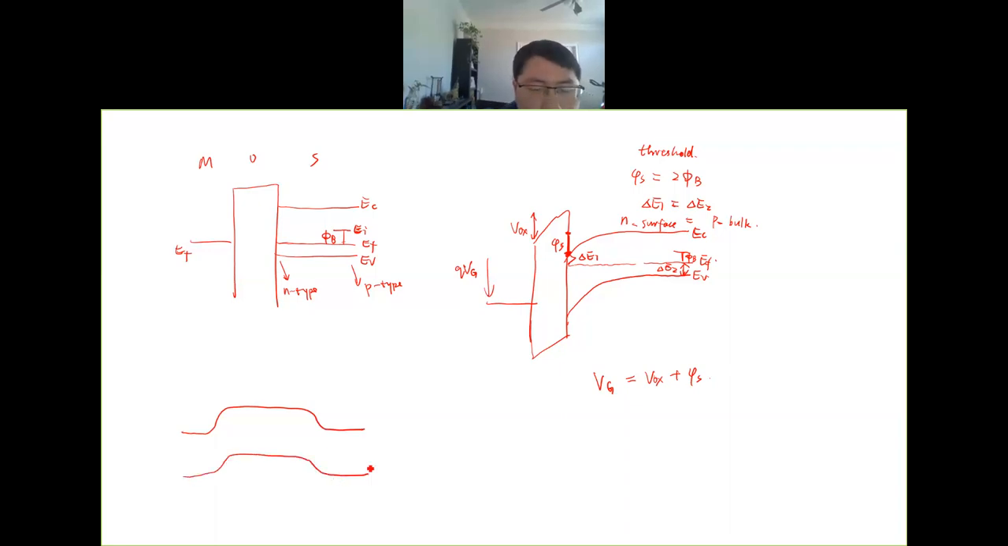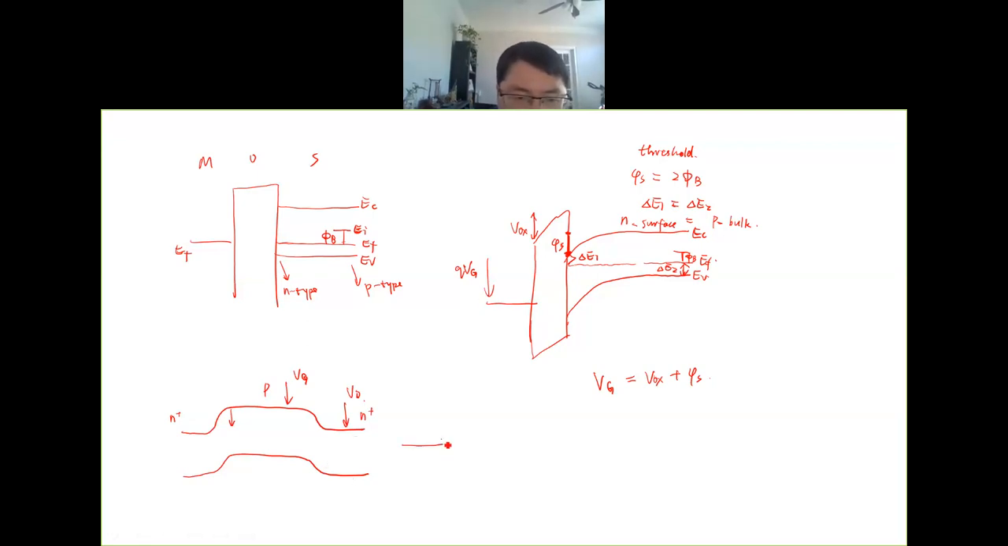Because we have two p-n junctions back to back, and the source is N. This is for NMOS, and your channel is P. And when you apply gate voltage for the NMOS, you apply positive voltage to push down the band. So that means this barrier between the source and the channel will be reduced. And also when you apply the drain voltage, then the drain side will also be pushed down.